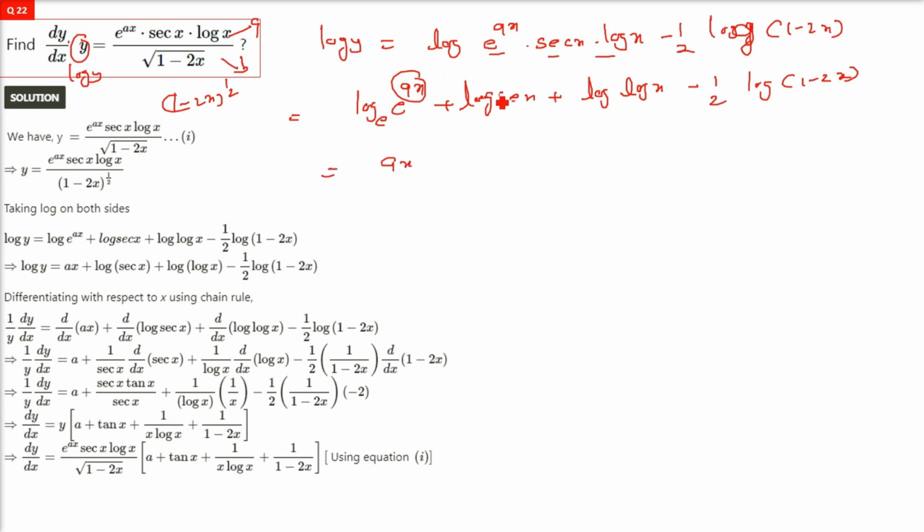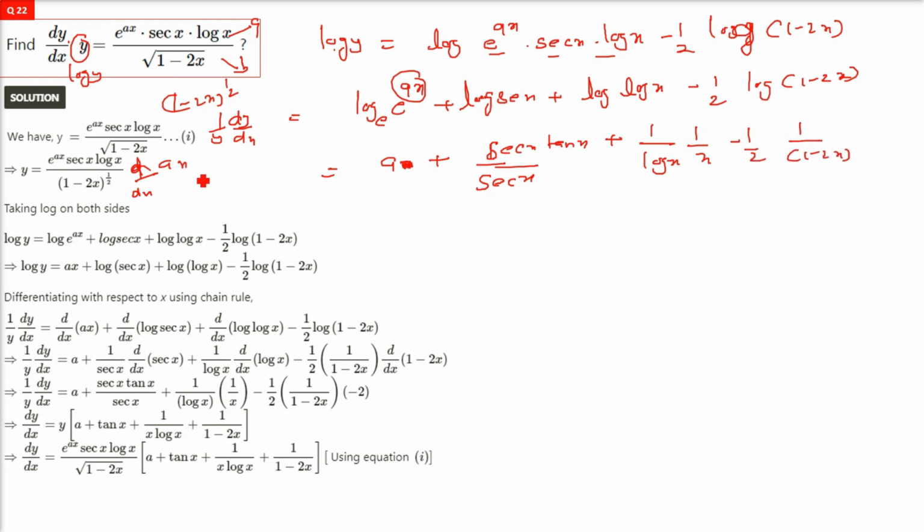Don't worry about differentiation now. See, differentiation, let us do it together. So we have 1 by y dy by dx. So here the differentiation of ax will be a. So first we have done what? Log e cancels ax and differentiation of ax is a. Now log sec x is 1 by sec x times sec x tan x. And then we have plus log x, so 1 by x. Minus half, this is 1 divided by 1 minus 2x, and the differentiation of 1 minus 2x will be 0 minus 2, so minus 2 it will be. So I am making it plus 2, I am cancelling here only.